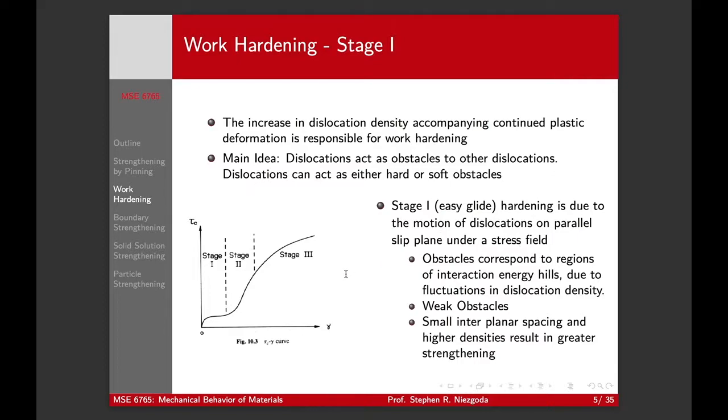So in easy glide, what little hardening you have is due to the motion of dislocations that are on their parallel slip planes, right? The obstacles correspond to regions of fluctuation. They're all dislocations lying basically in the same slip plane. They're weak obstacles, all right?